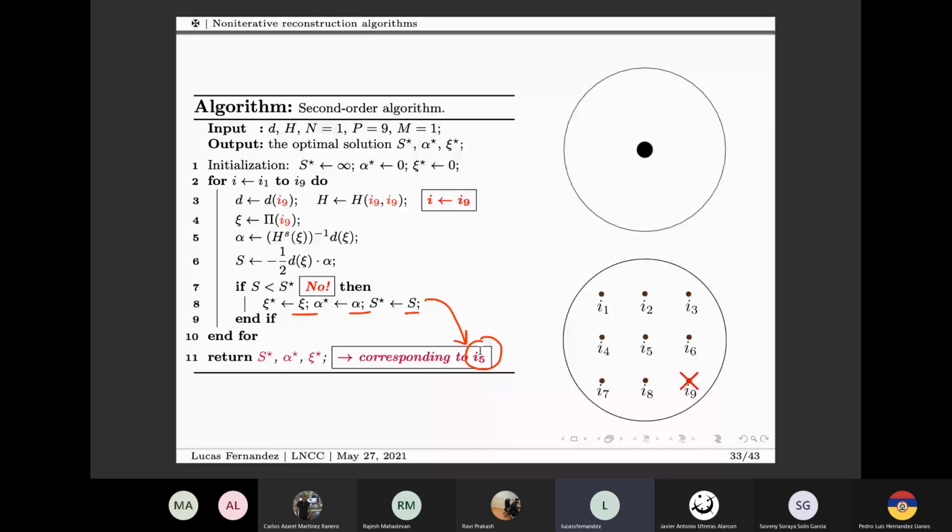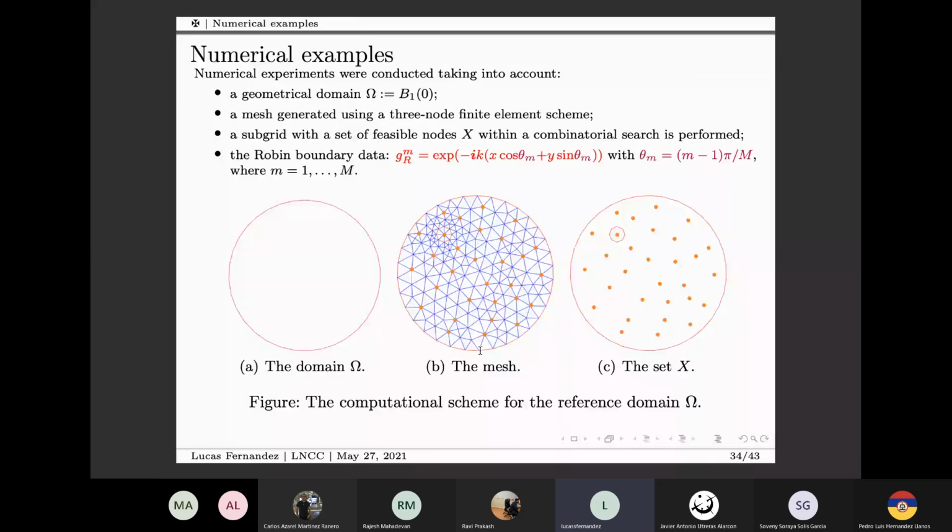Okay, let's start the numerical examples. We are going to the final part of the lecture. I consider the recursive domain as a unit disk centered at the origin. The blue mesh and the set X are constructed accordingly to each example. And we consider this complex exponential function gr as Robin boundary data. Okay, so note that for each angle theta here, gr is a different function to be imposed as a boundary.